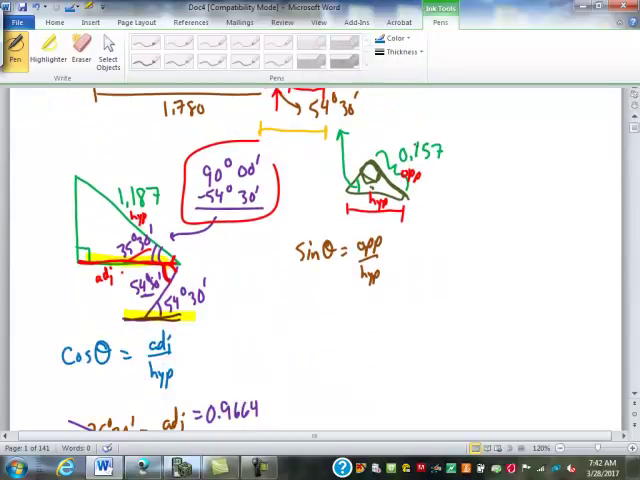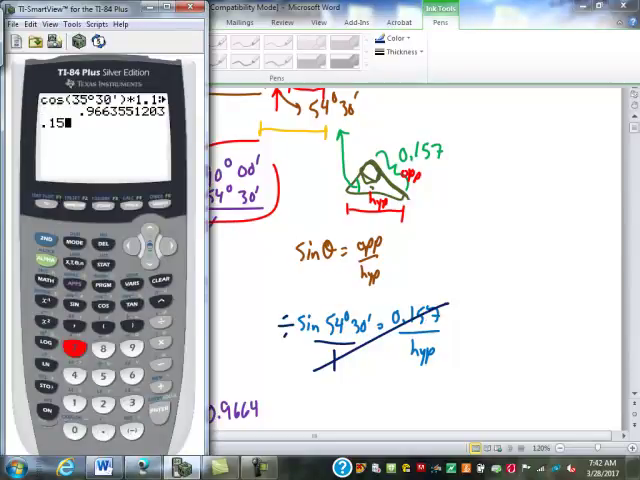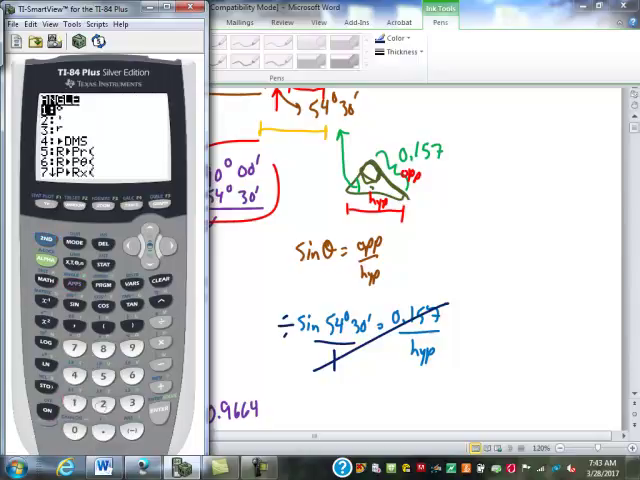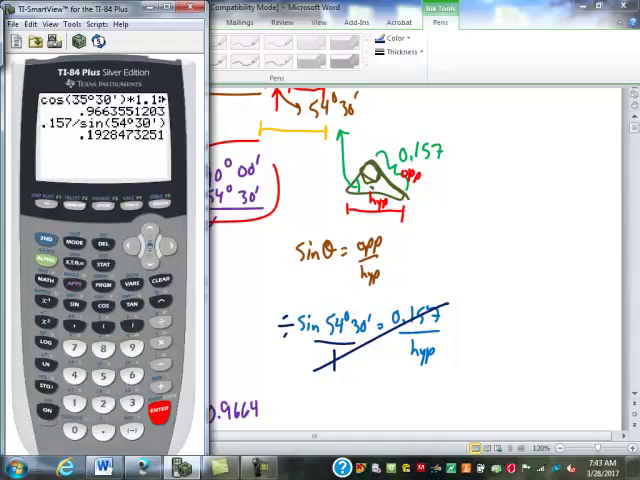So I'm going to plug in sine of 54 degrees 30 minutes equals the opposite side, 0.157, over the hypotenuse, which is what I'm looking for. Put that over 1, cross multiply and divide. So it's going to be 0.157 times 1, which is just 0.157, divided by the sine of 54 degrees 30 minutes. That gives me 0.1928.